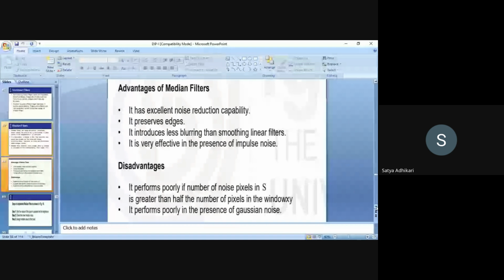It is very effective in the presence of impulse noise. We'll discuss the types of noise later; there is a noise type called impulse noise. Its drawback is that it performs poorly if the number of noise pixels in Sxy is greater than half the number of pixels in the window Sxy.